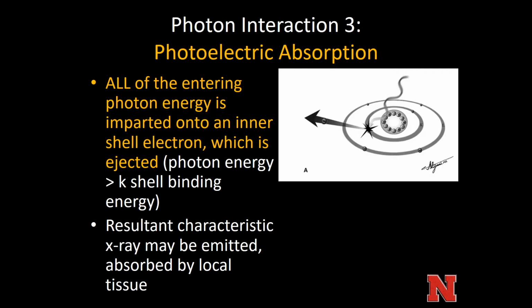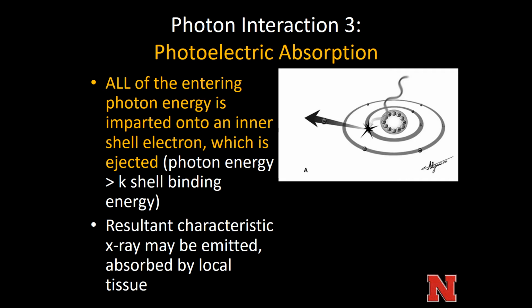Photon interaction number 3 is photoelectric absorption. This is where essentially all of the entering photon energy is imparted on those tightly bound inner shell electrons, and those inner shell electrons are then ejected. So that photon energy by definition has to be greater than the K-shell binding energy, keeping that electron in that tight inner electron shell orbit.